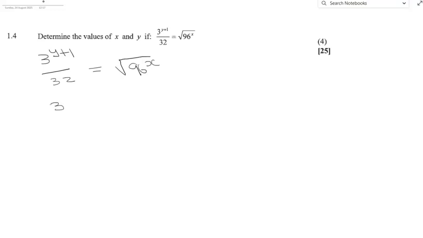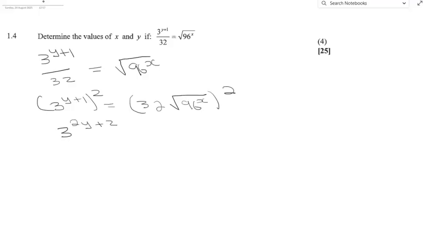So we can say 3 to the power of y plus 1 is equal to 32, the square root of 96 to the power of x. Let's square both sides in order for us to remove the square root, right? So we're going to have 3 to the power of 2y plus 2, which is equal to 32 to the power of 2 multiplied by 96 to the power of x, right?